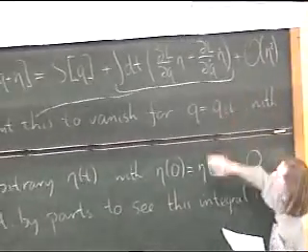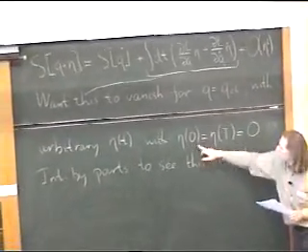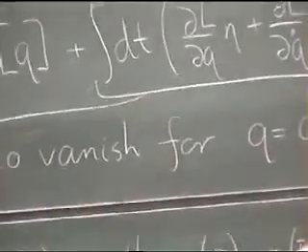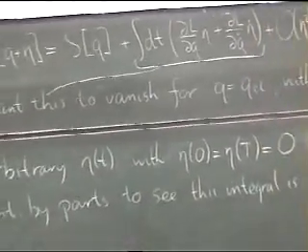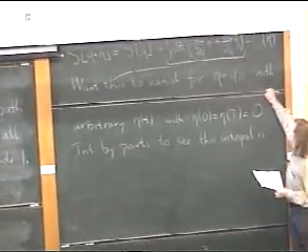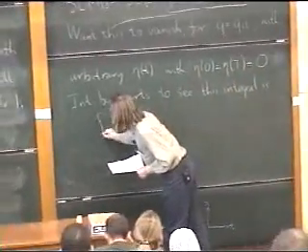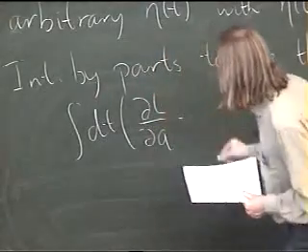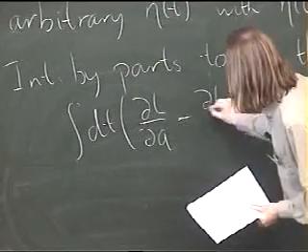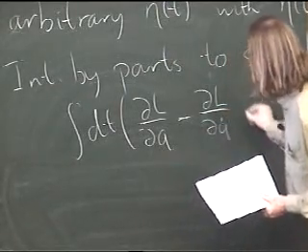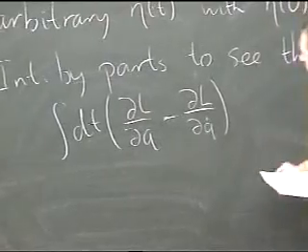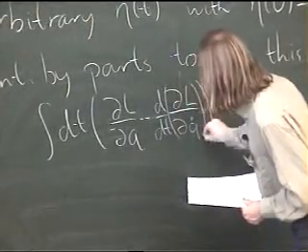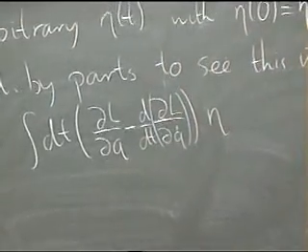And you get also some boundary terms, but because eta vanishes at the endpoints of your integral, so the integral, if I've been precise, should be from t equals 0 to t equals capital T. Because eta vanishes there, these boundary terms don't contribute. So when you do that, you get integral dt, dL/dq minus d by dt of dL/dq dot, times eta.